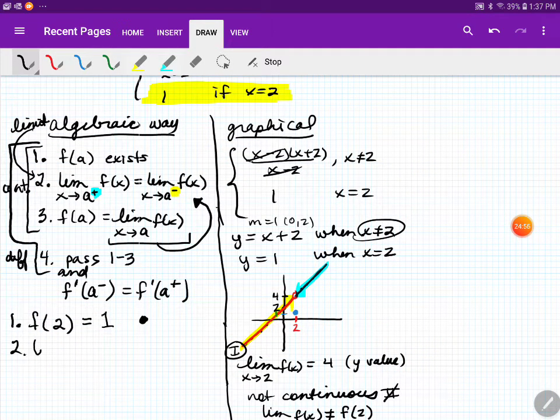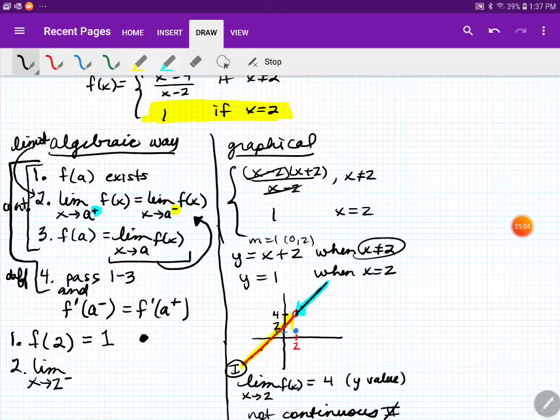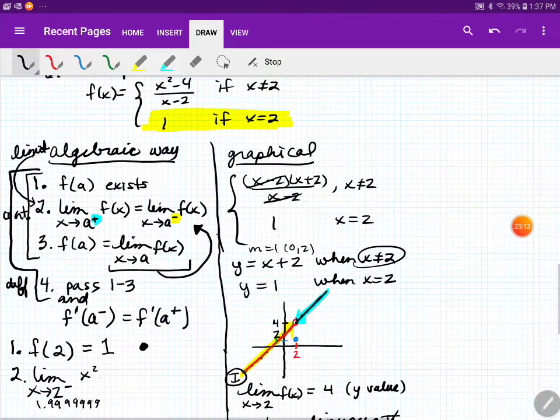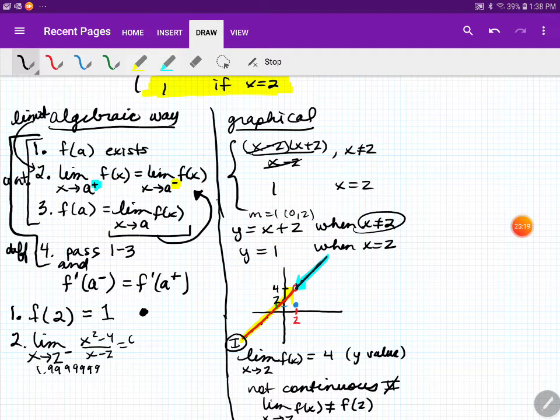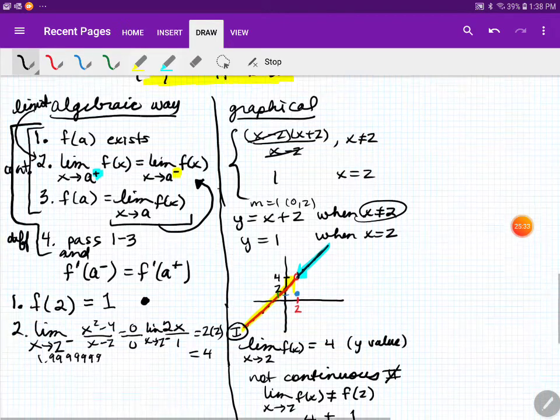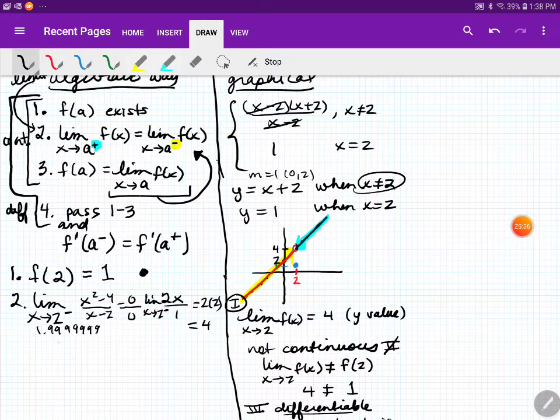Rule number 2 says you need to find the limit as x approaches 2 from the left side. Now from the left side would be not 2, that would be like 1.9999999. So I'm going to use the top equation, x squared minus 4 over x minus 2. Now let's say you didn't notice that it factored. You could do 0 over 0, and then you could use L'Hopital's rule, 2x over 1, and then take the limit again as x approaches 2 from the minus side. You substitute the 2 in, and you get 4. The minus sign doesn't matter when you're substituting the values in. So you do get 4.